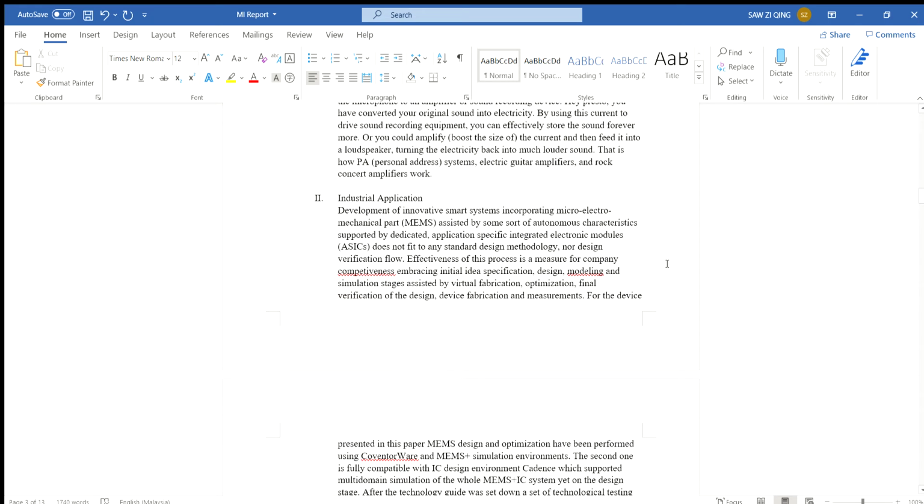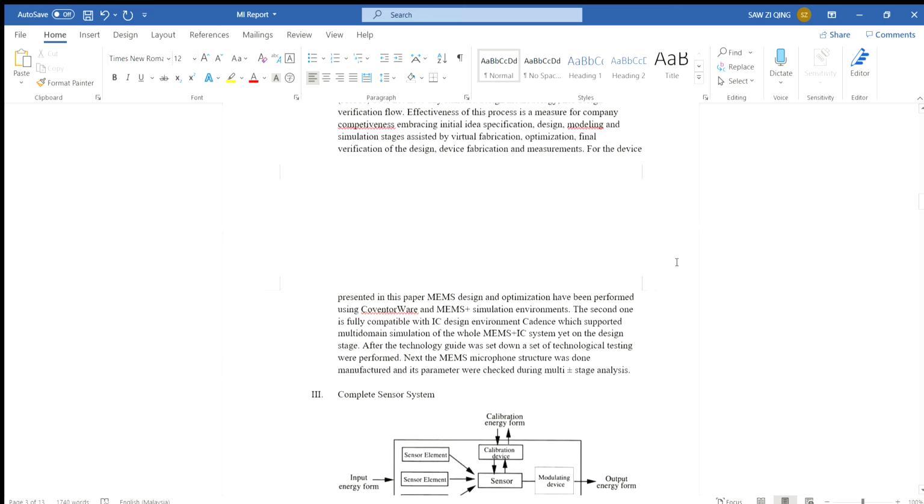Industrial application. Development of innovative smart systems incorporating micro-electromechanical parts, assisted by sort of autonomous characteristics supported by dedicated application-specific integrated electronic modules. Effectiveness of this process is a measure for company competitiveness, embracing initial idea specification, design, modeling, and simulation stages, assisted by virtual fabrication, optimization, and final verification of the design.